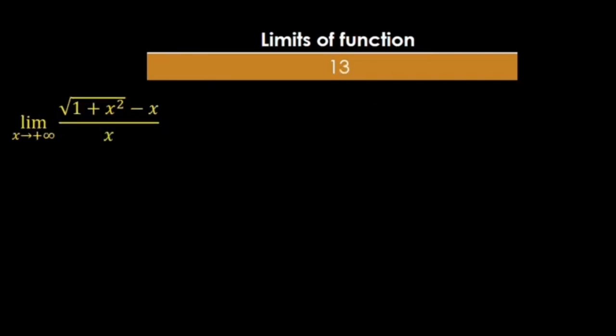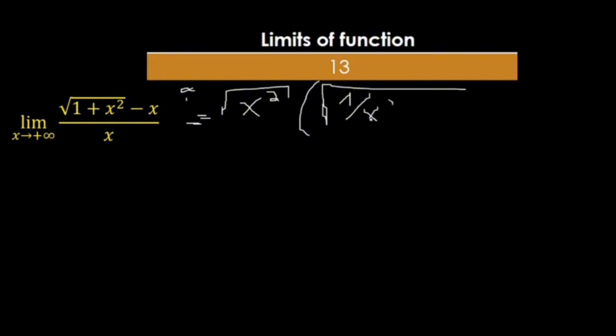Moving to the next question, that is question number 13. You have square root of 1 plus x square minus x all over x. We just have to take out this x. If we substitute directly, we are going to have infinity all over infinity, and it's undefined. We are going to take out this x square, that is x square square root of 1 all over x square plus 1 minus x all over x.